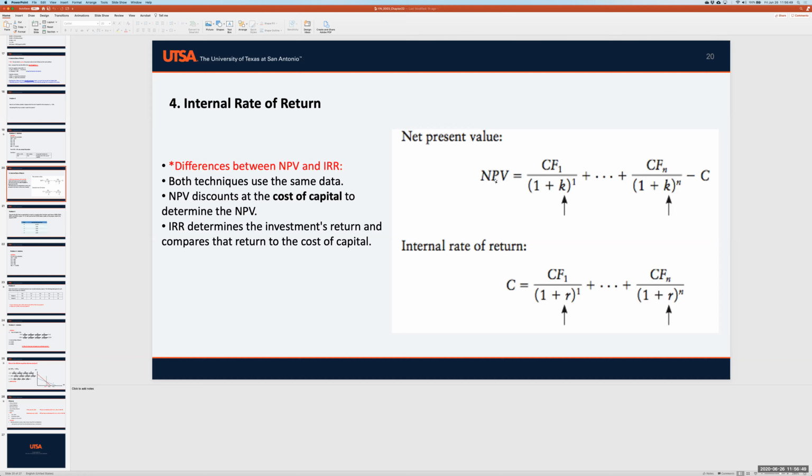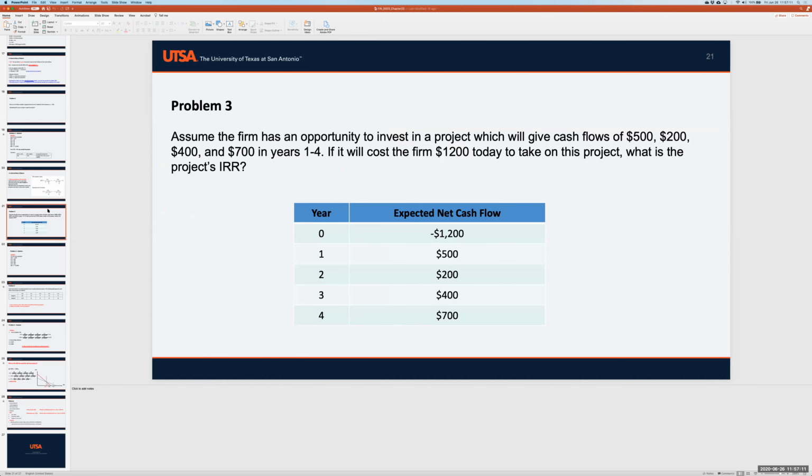Same thing, the NPV is 0. When you put the minus C here, NPV is 0, you find C equals the summation here, and you're looking for R, which is IRR. You shouldn't calculate manually, which is tedious. Just use your financial calculator. It's much more convenient.